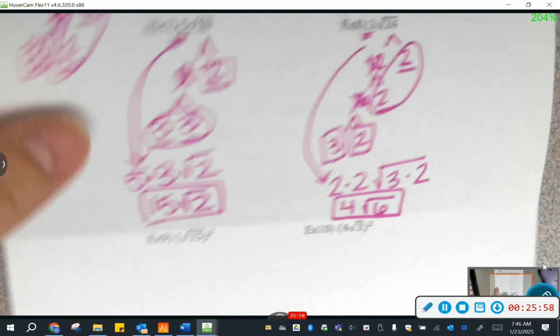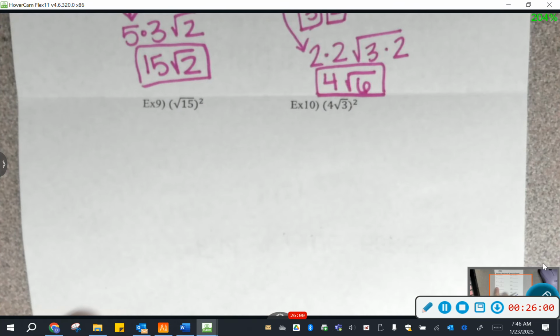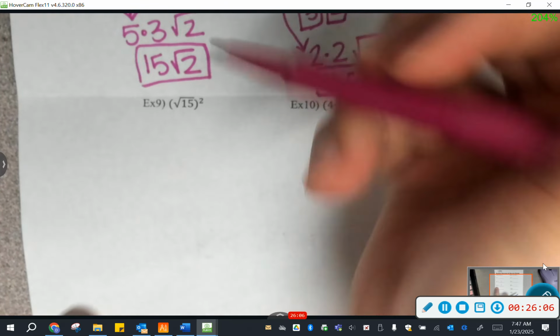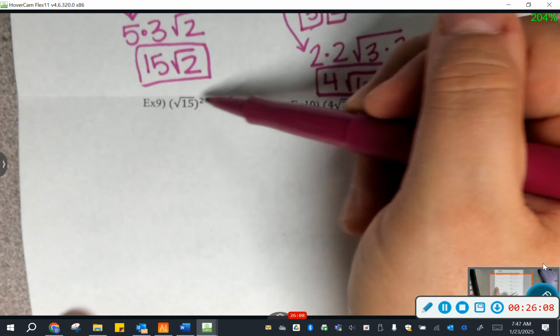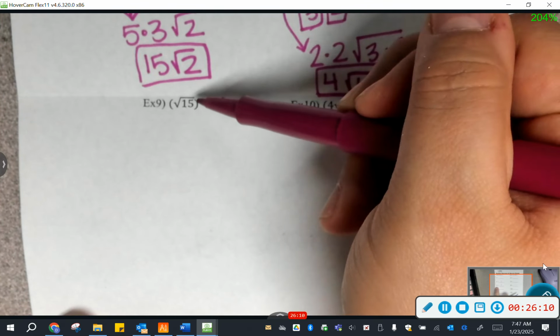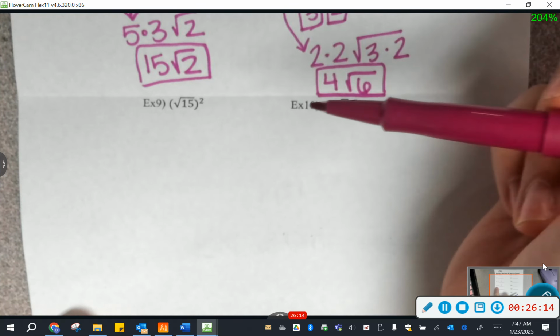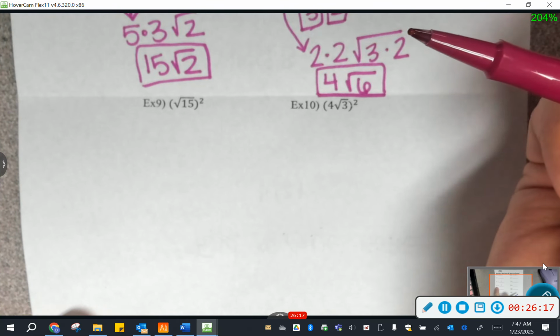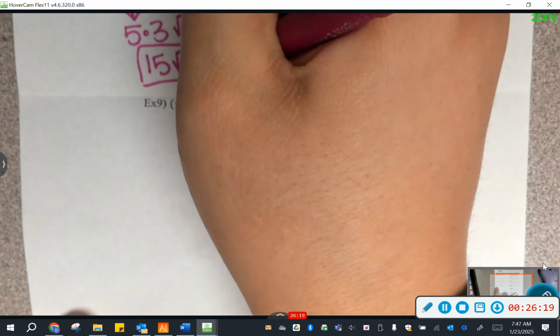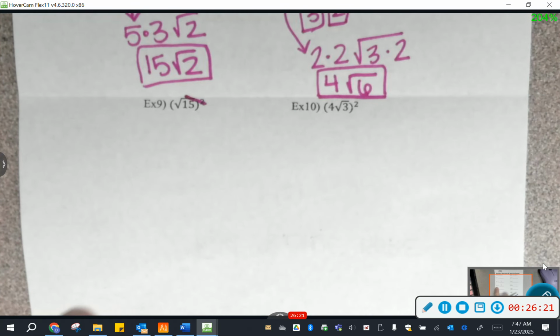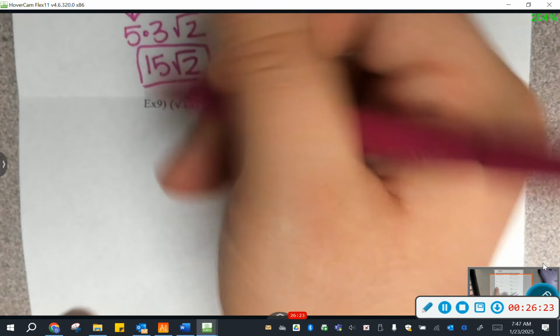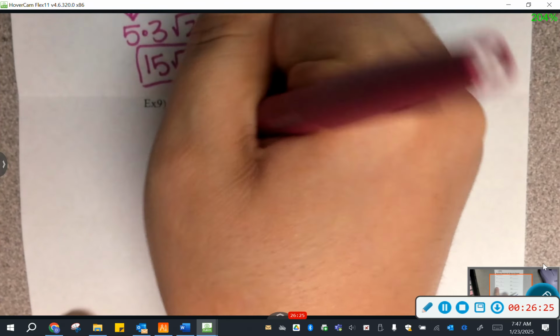Alright. For these, use the calculator. By the way, what is the square root of 15 squared? What happens here? What's square rooting and squaring? They're opposites. They cancel each other out. What's the answer going to be? 15.